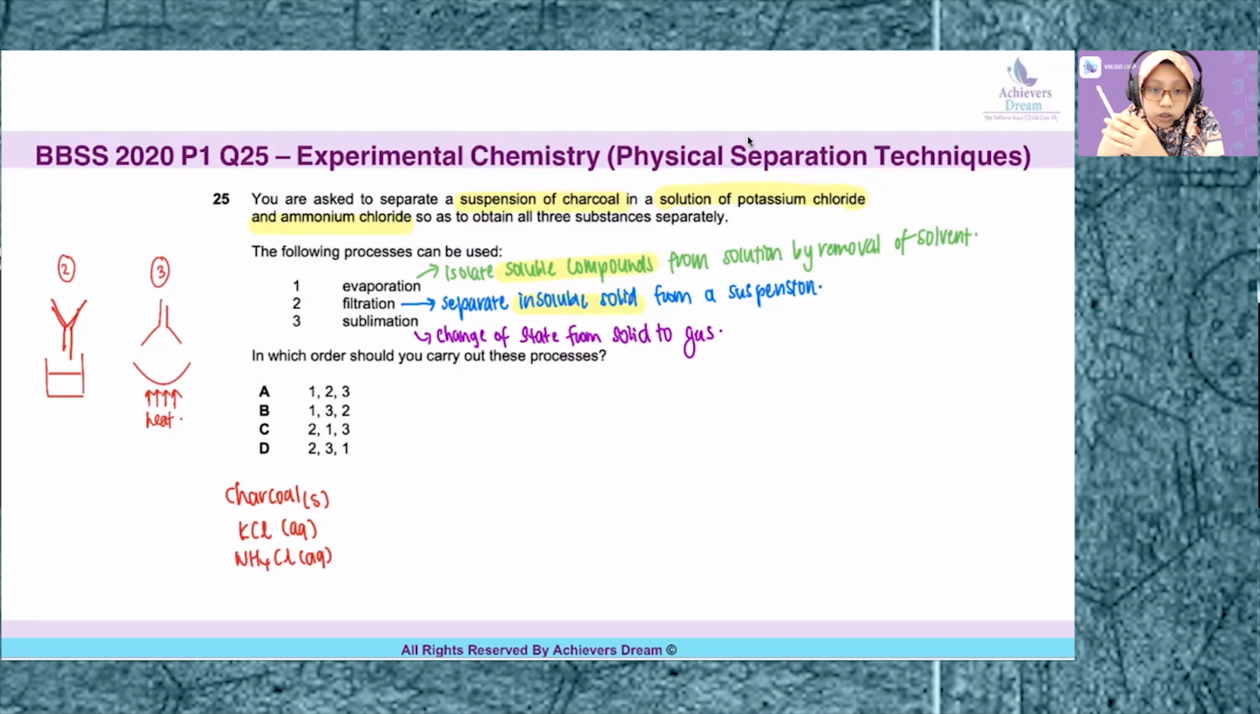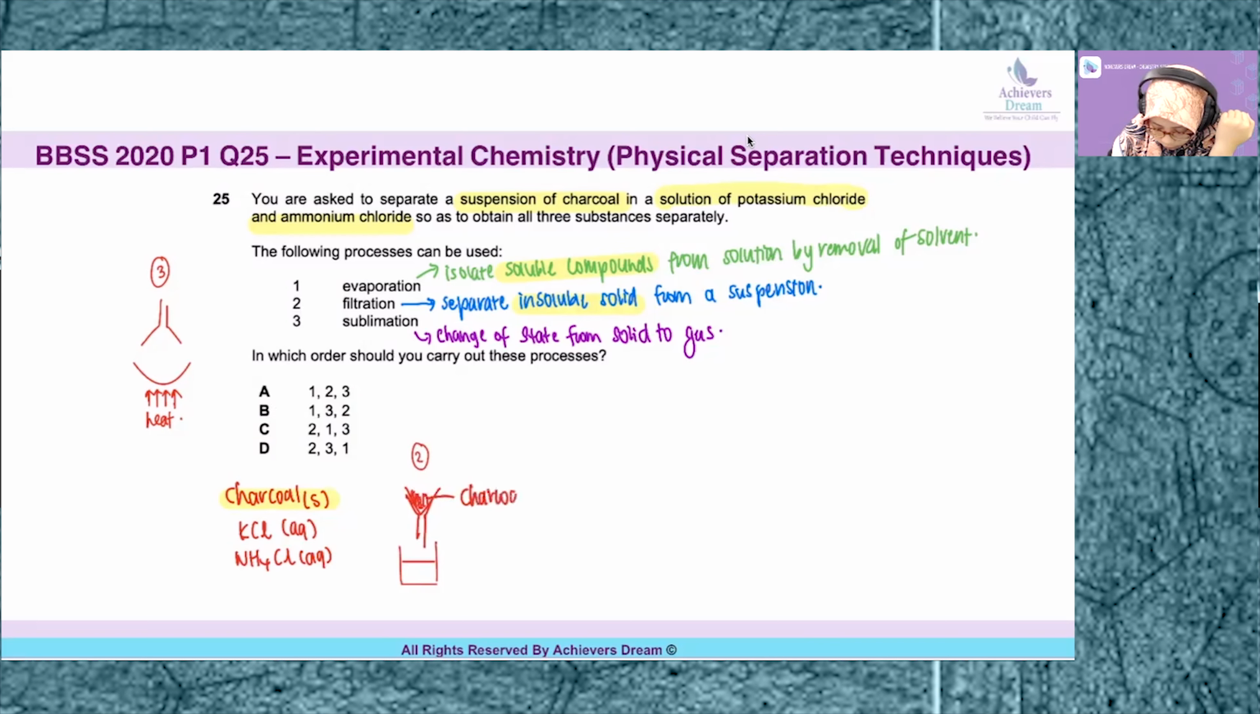So, in which order should you carry out this process? The odd one out, right? From this suspension, it is your charcoal, correct? So the first process has to be filtration. When we filter the reaction mixture, we will obtain charcoal as residue. So we are immediately isolating charcoal from the mixture. And the filtrate will contain both potassium chloride and ammonium chloride. So the first step is filtration, which is process number 2. Hence, options A and B are out.